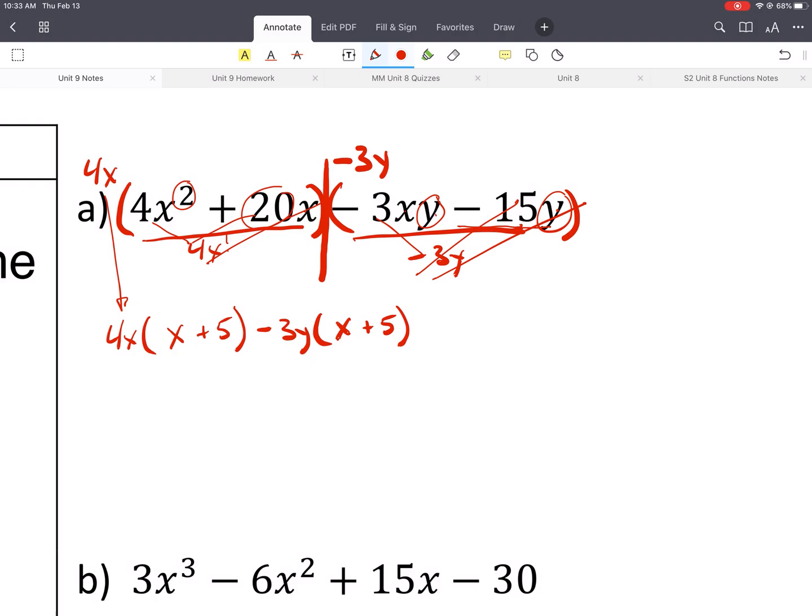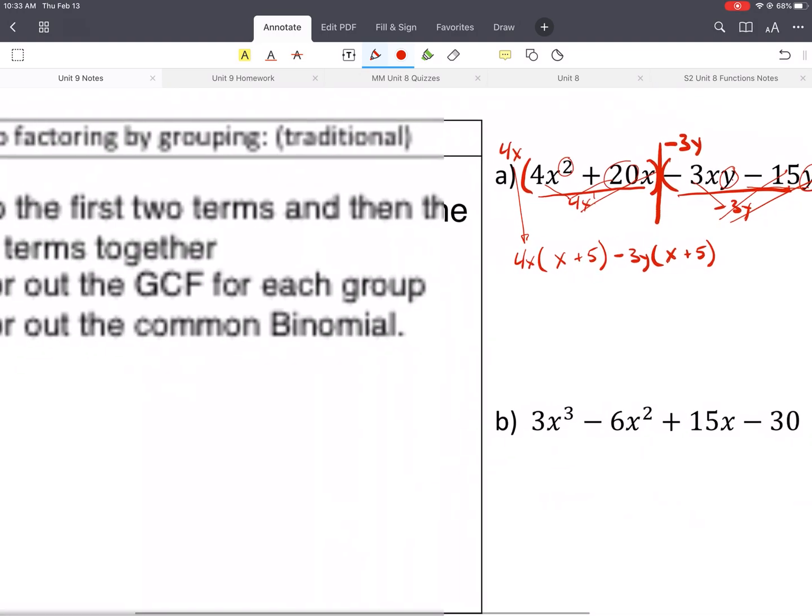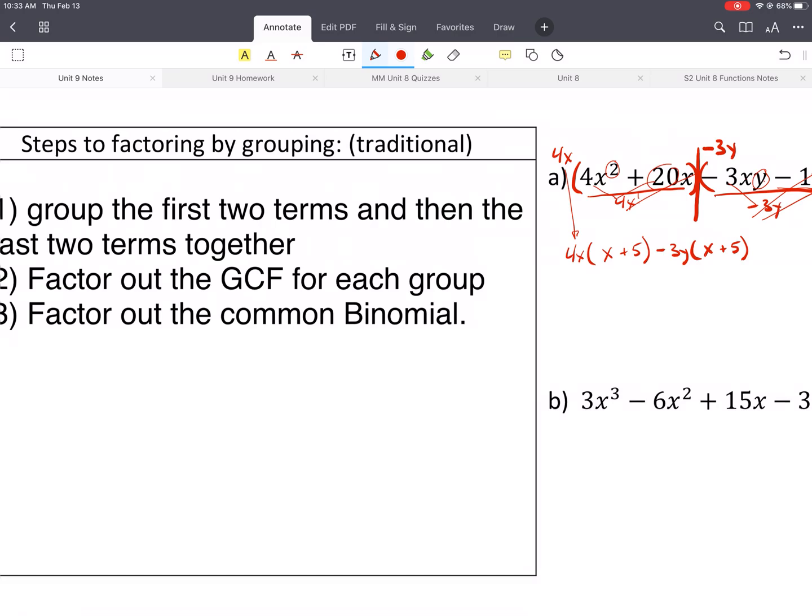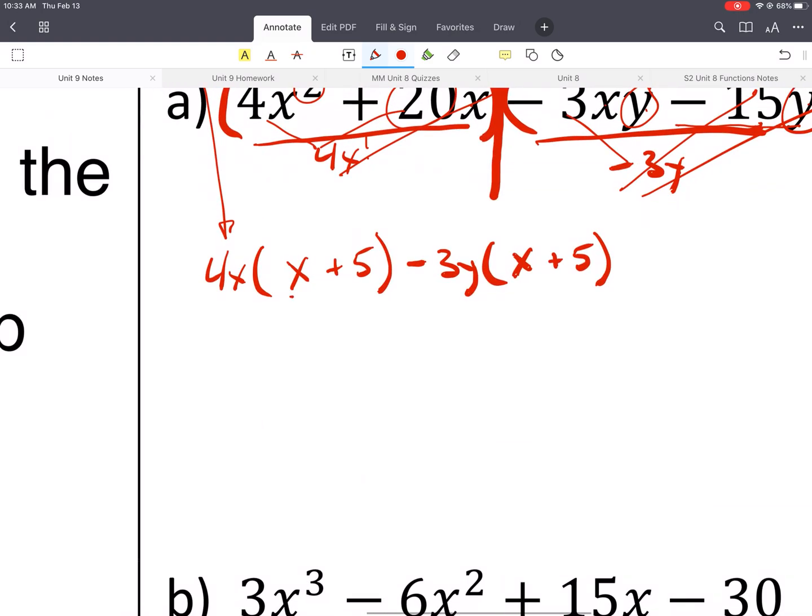Okay? So let's see where we're at. Step one was to group the first two terms and the last two terms together. Check. That's where we cut it in half. Step two was to factor out the greatest common factor for each group. Check. And the last step is to factor out the common binomial. So this is a binomial, this is a binomial, and they are the same.